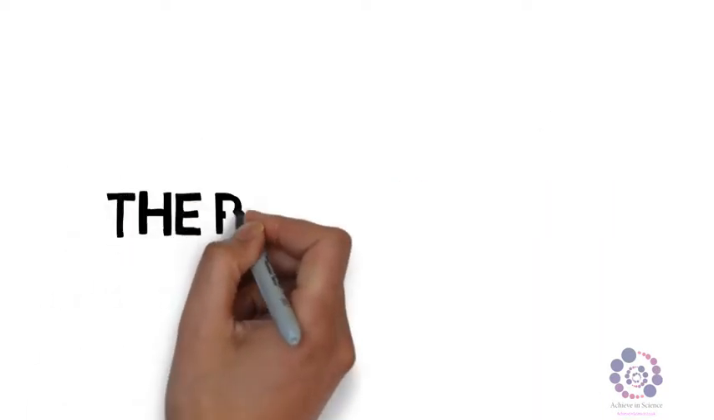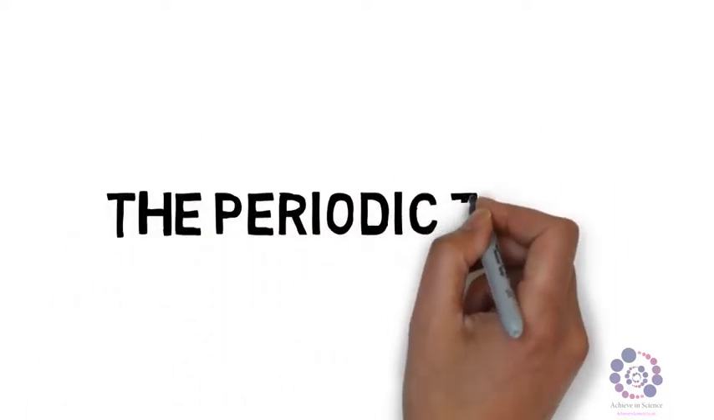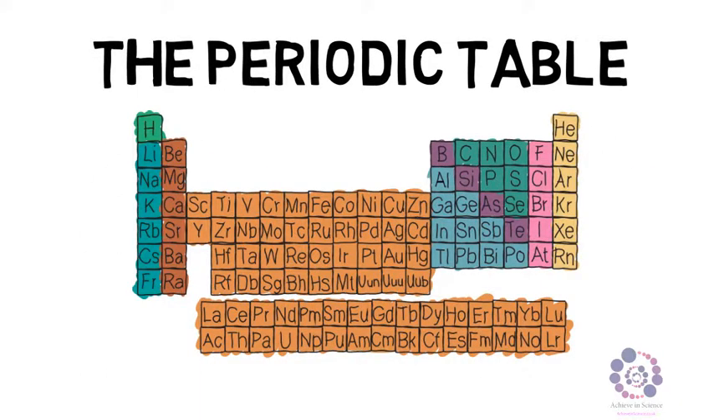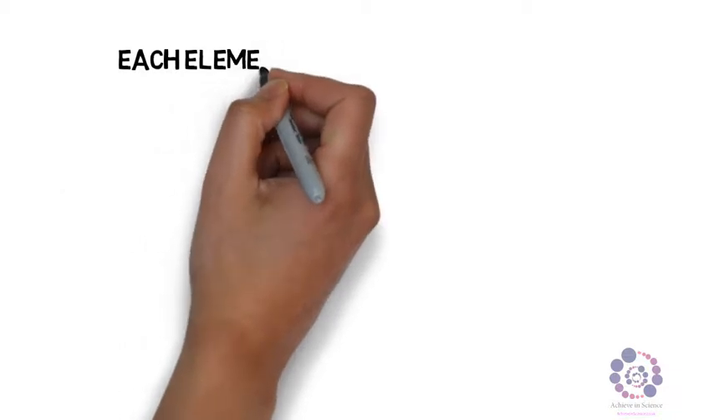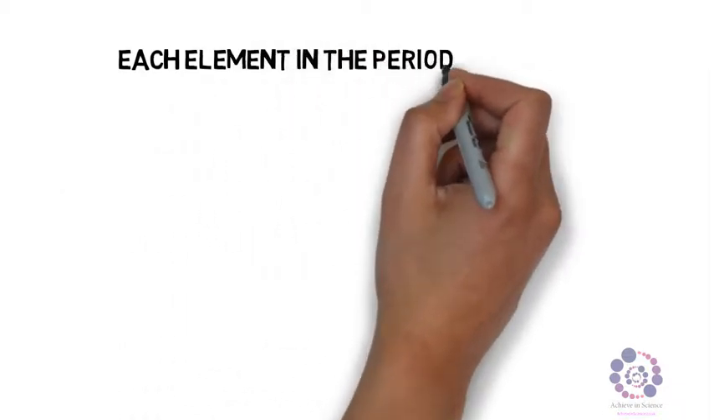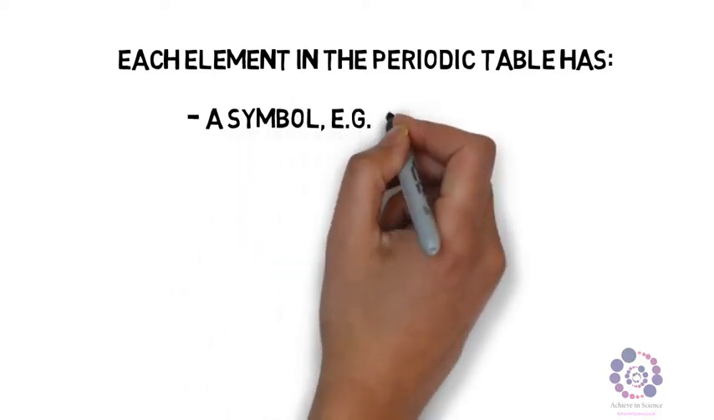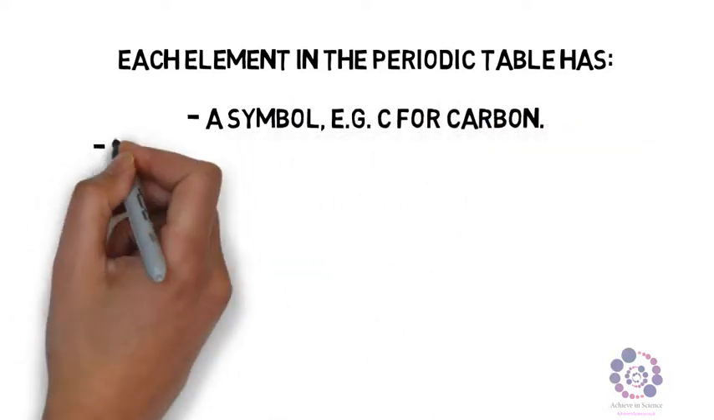First of all, we have the periodic table, which as you progress through chemistry, you'll become increasingly aware of and get used to. Here we have a list of all the elements. Each element in the periodic table has a symbol. So for instance, carbon has a symbol C. Along with this symbol, there are two numbers. One of those numbers is bigger than the other.